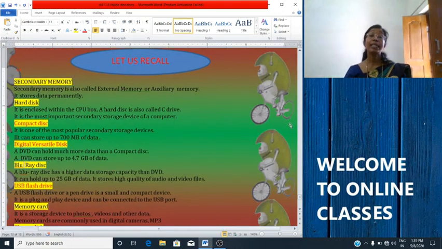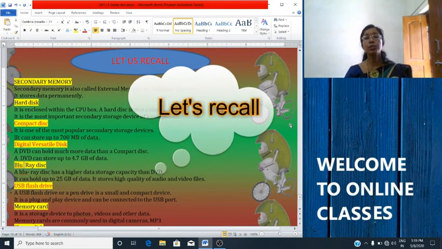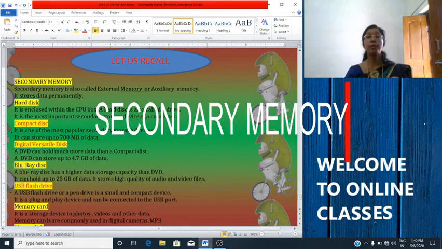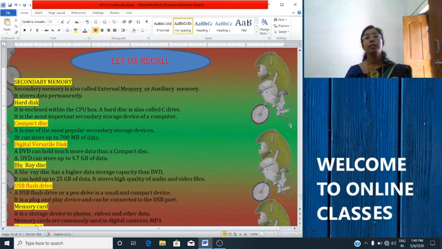So students, let's revise what we have studied today. We studied about the secondary memory. It is also called external memory or auxiliary memory. Secondary memory is used to store data permanently. The data stored in secondary memory can be used again and again. It does not get erased when the power goes or the computer is turned off.